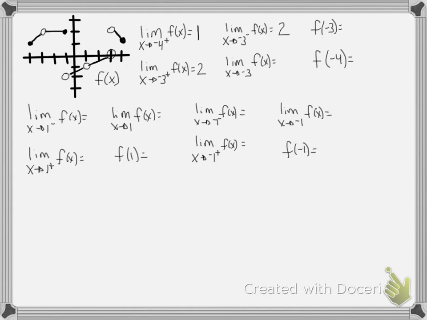Now, I don't even need a graph at this point. If my limit as x approaches -3 from the right is 2, and my limit from the left is 2, then that automatically means, from the rule we learned today, that the limit as x approaches -3 is 2.